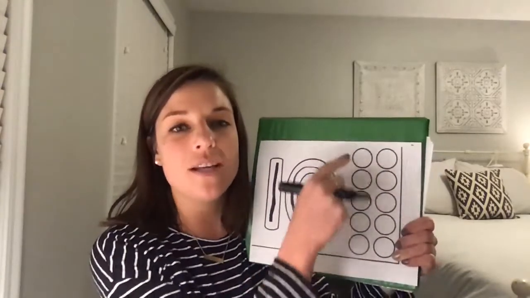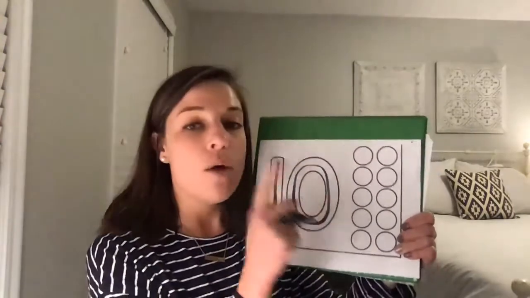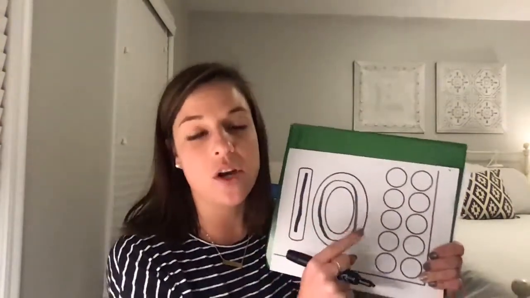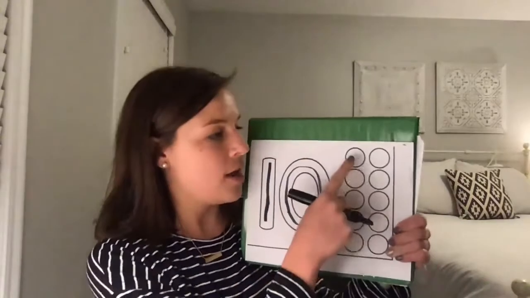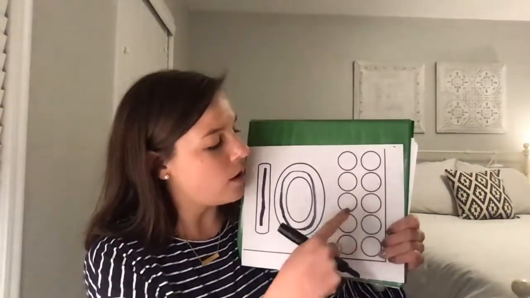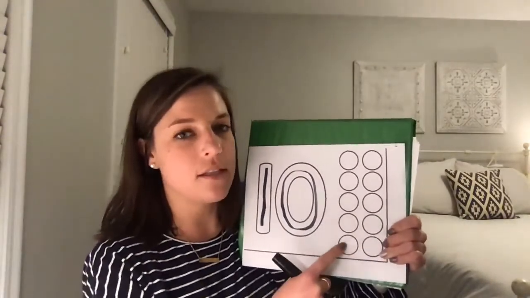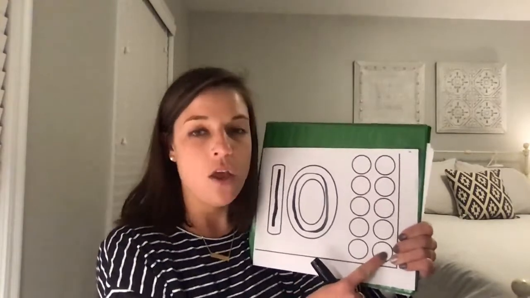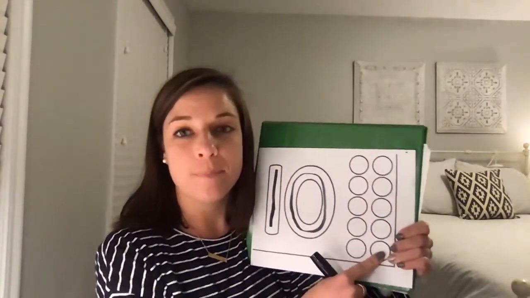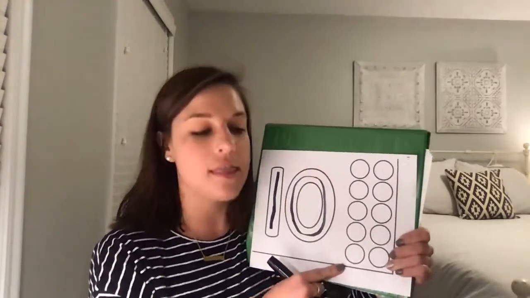now we're going to color 10 circles. So as you're coloring, I want you to count. Before you color, let's count together to see how many circles there are. Ready? 1, 2, 3, 4, 5, 6, 7, 8, 9, 10. So how many circles are you going to color? 10 all together. So you're going to color all of your circles nice and neatly.